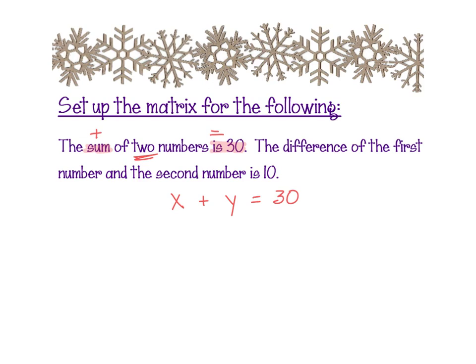The second sentence says the difference of the first number and the second number is 10. Remember, difference means subtract, is means equal, and 10. So the difference of x minus y equals 10. So that is how you would set up your first system. It just says set up, so we're not even going to solve.